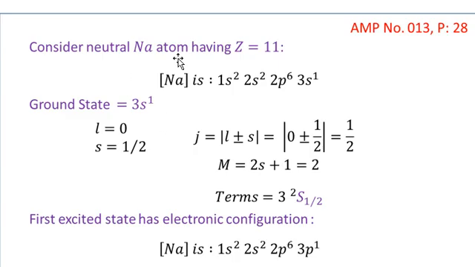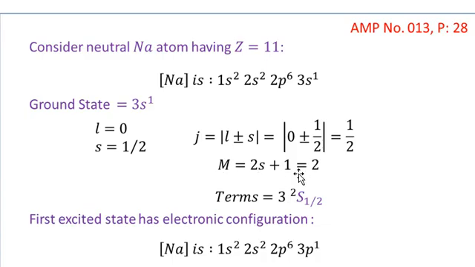Now consider the neutral sodium atom having atomic number Z equal to 11. The electronic configuration of sodium is 1s2, 2s2, 2p6 and 3s1. That is, there is only one valence electron, which is the 3s electron. So the ground state of the sodium atom is 3s1. For this state, the orbital quantum number L is equal to 0 and the spin quantum number is half. You know that for a single electron, the spin quantum number is always half. And the total quantum number J is equal to the mod of L plus minus half, which is 0 plus minus half, equal to half.